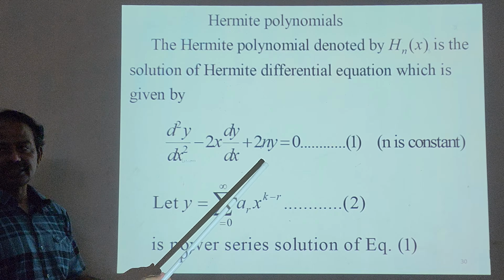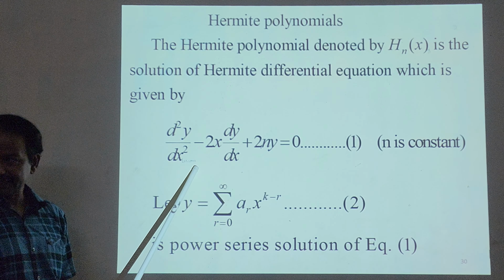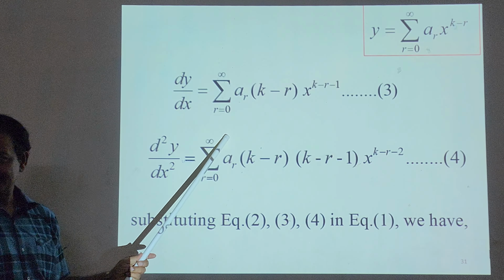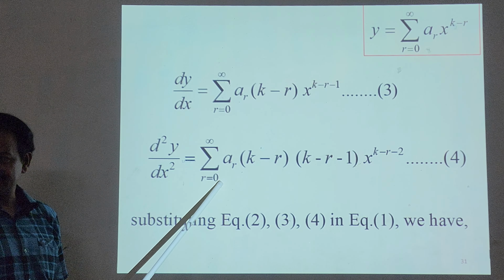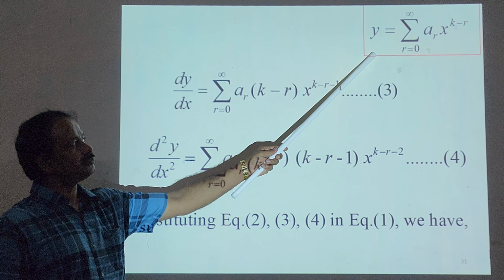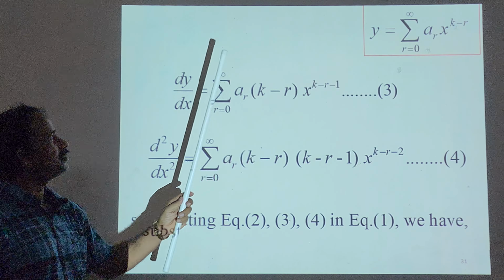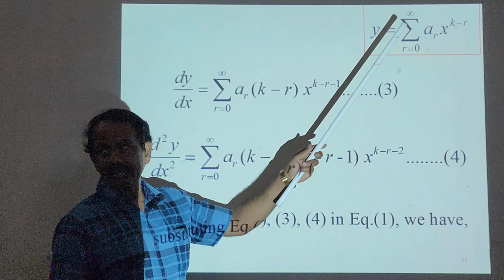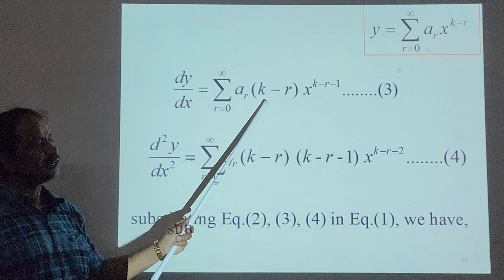So look at the differential equation. We have the first order and we have the second order. So accordingly, we can differentiate only once, we can have this, and we can differentiate two times, we can have this. I repeat. You have the power series y equals this term. You just differentiate with respect to x here. So you will get a_r (k−r) x^(k−r−1).